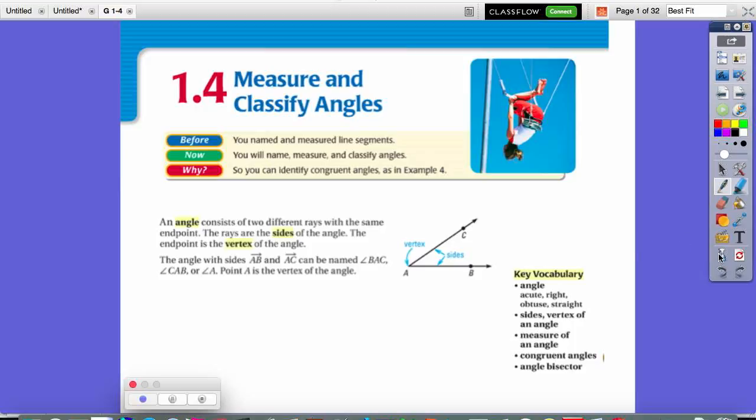So, an angle consists of two different rays with the same endpoint. We call the rays the sides of the angle, and the endpoint is the vertex of the angle.